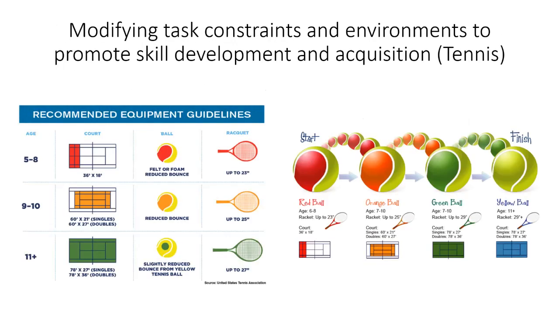So moving along, I've thrown in some other examples in sport where modifying task constraints and environments to promote skill development and acquisition can be both creative and very effective. And this is something that I didn't know about before, but here they're modifying the size of the rackets, the ball even is modified in weight and the amount of pressure, so how hard they hit the ball. A ball with less pressure will be a little bit easier for these younger kids to control.